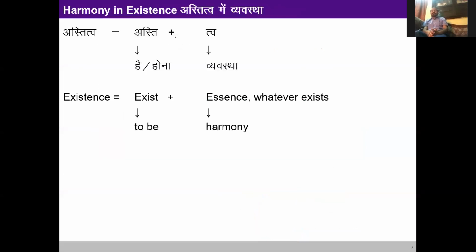Next, please. Yes, we are on the fourth level. This slide is telling us that in our existence, something is supposed to be there that can be felt, seen, and touched. Existence is taking the words in parts: exist, to be, in harmony. And essence is whatever exists, which is supposed to be in harmony. We need to be in harmony. Next slide, please.